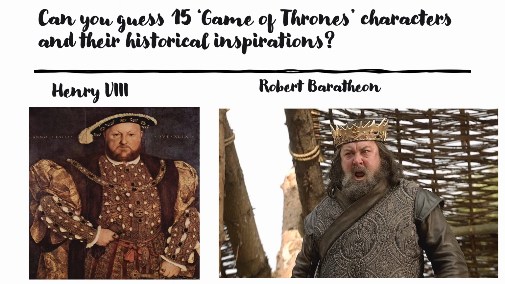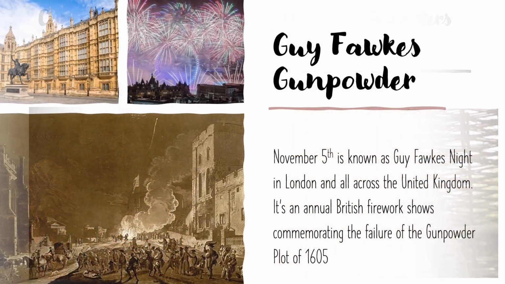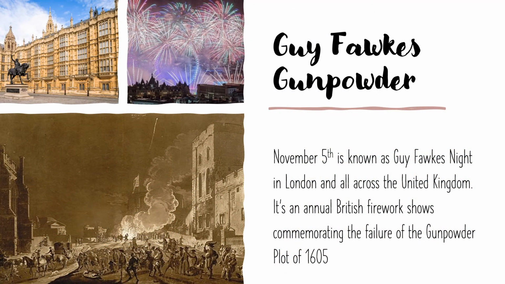When Queen Elizabeth of England died without an heir, her closest male relative was James VI of Scotland. James was elected as King of England and Scotland, but several assassination attempts were made by Catholic conspirators. One such attempt was the Gunpowder Plot by Guy Fawkes, who tried to blow up the Parliament. Since then, November the 5th is known as Guy Fawkes Night in London and all across the United Kingdom.